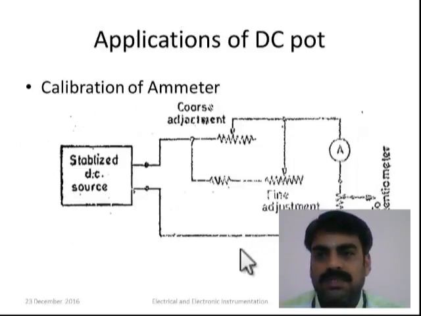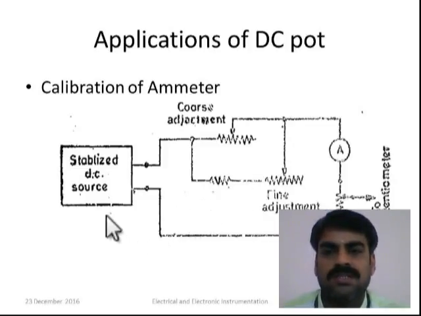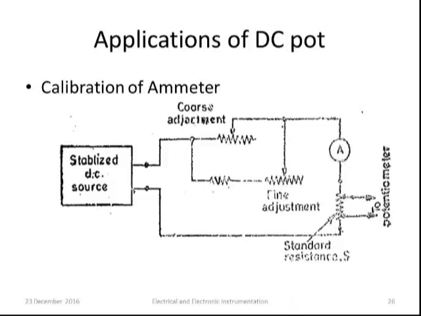And the next application, calibration of an ammeter. Here also we have coarse adjustment and fine adjustment, to make the pointer coincide exactly with the major divisions. And for proper operation of this potentiometer, we need a very stable DC source. It's similar to the previous application. Here there is an ammeter which is to be calibrated, and along with that there is a standard resistance. The drop across the standard resistance is connected to the potentiometer, so whatever drop appears over here can be read off directly from the potentiometer.